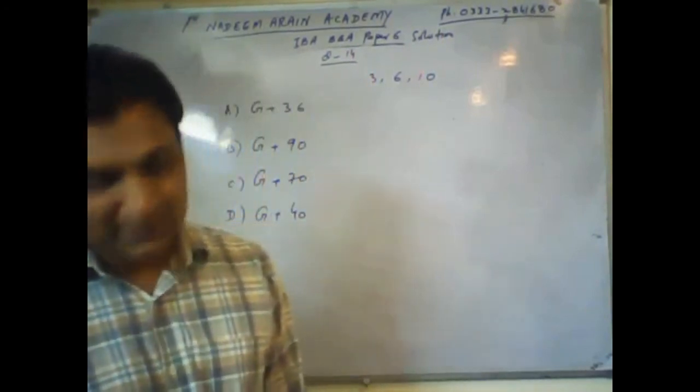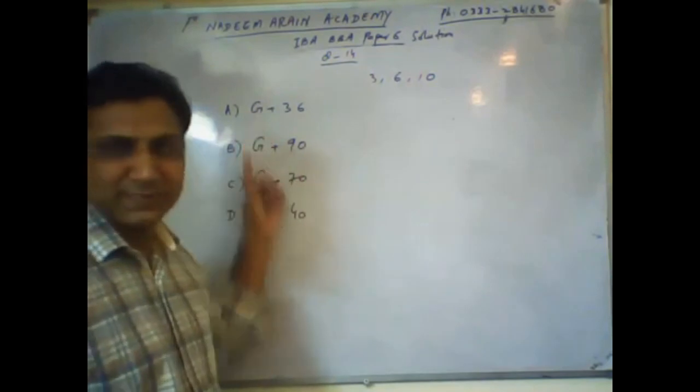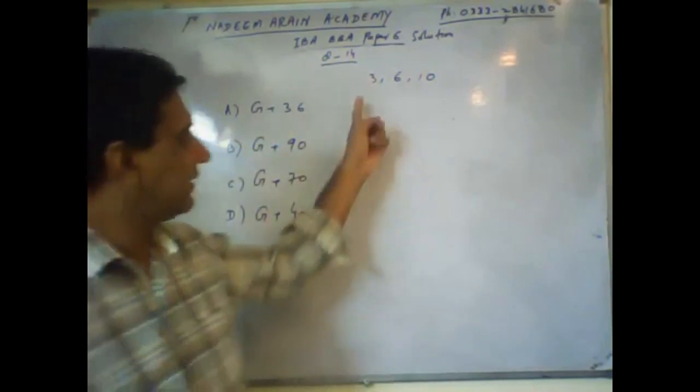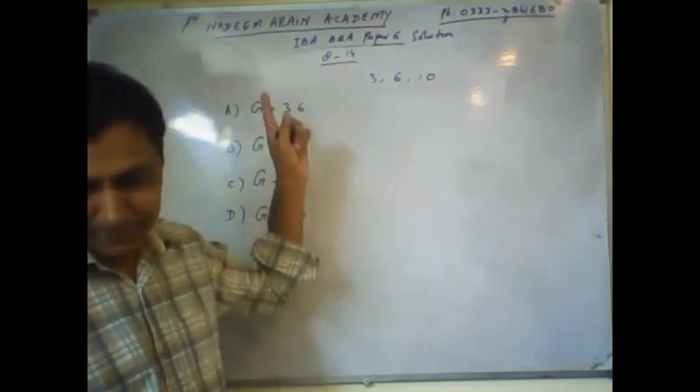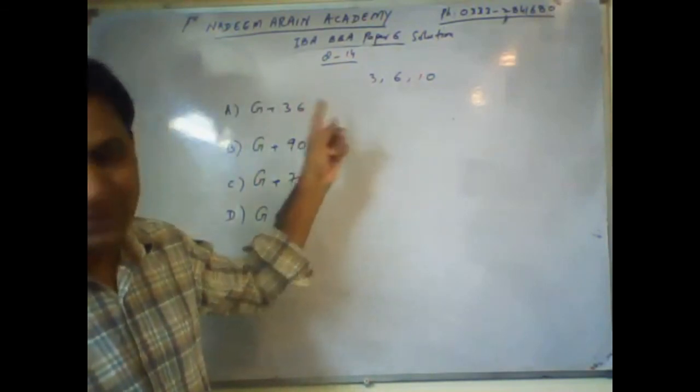Question number 14 from past paper 6 of IBA. The question says G, in every option there is G. G is divisible by 3, 6 and 10. So which one of these 4 will be divisible by the same numbers? Okay, divisible by these numbers.